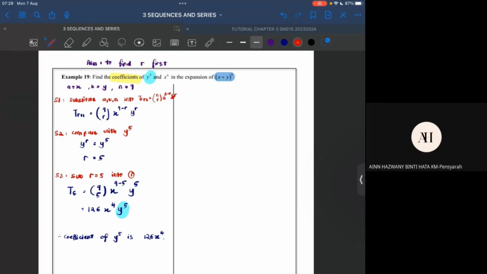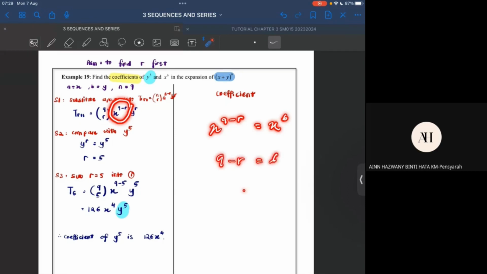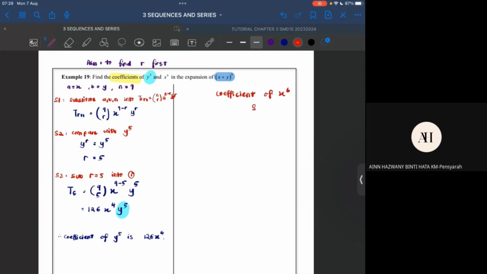Okay. So untuk x to the power of 6 pula, yang ni buat sendiri, try buat sendiri. Compare dengan x lah. Okay, jangan compare dengan y pula. So which is, yang ni samalah, step pertama samalah. So apa yang kita kena buat, ambil x to the power of 9 minus r di step yang kedua. Compare dengan x to the power of 6. 9 minus r equals to 6. R sama dengan apa? Substitutekan balik. So coefficient untuk x6 kita dekat sini ialah 84y3. Okay, please try buat soalan x to the power of 6.